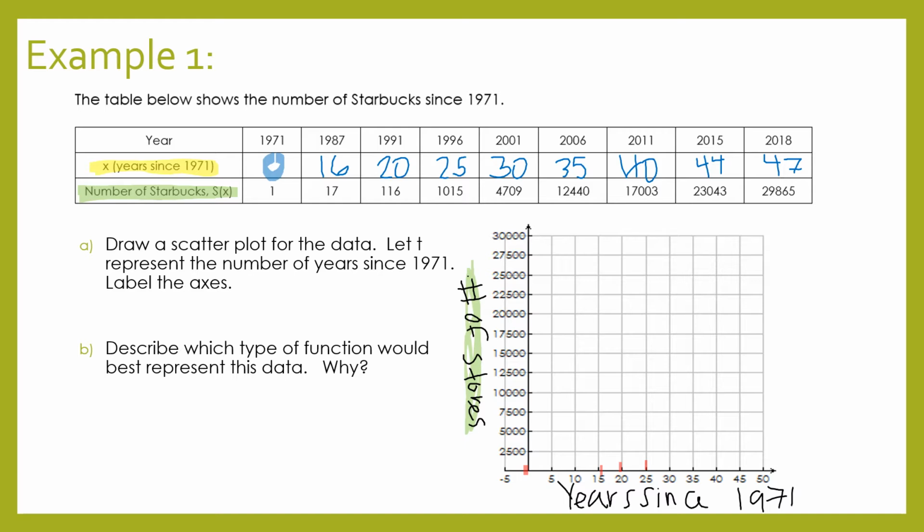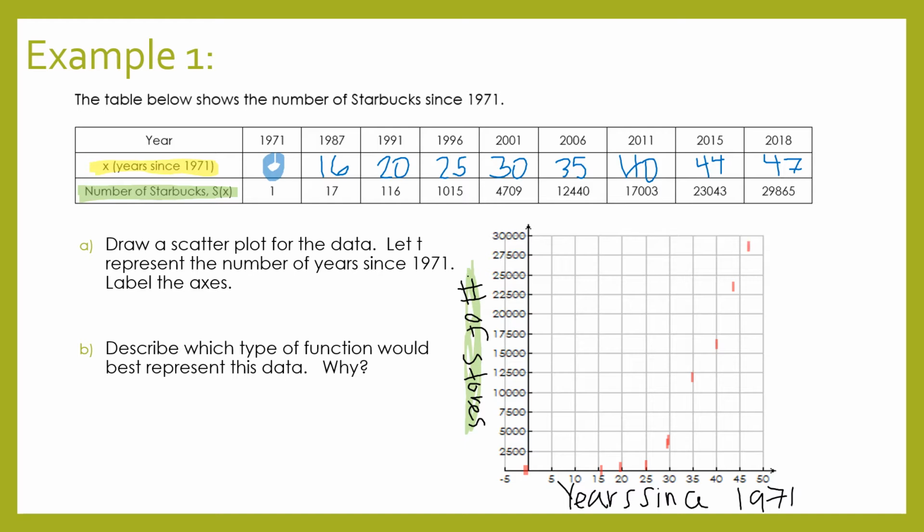30 years, we have 4,709, so just below 5,000, so we can see actually some movement there. 35 years, we have 12,440, so definitely a lot higher this time. 40 years, 17,000, so about right here. 44 years, 23,000. So let's call it about right there. And finally, just under 30,000 after 47 years. So we're looking about, let's call it right there.